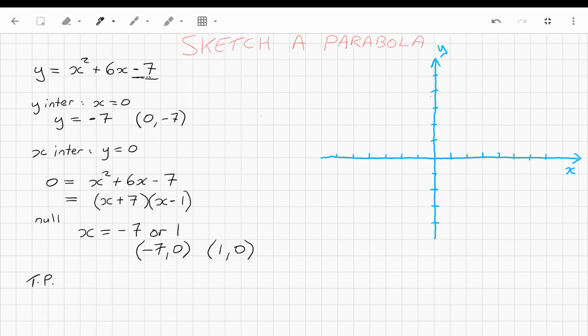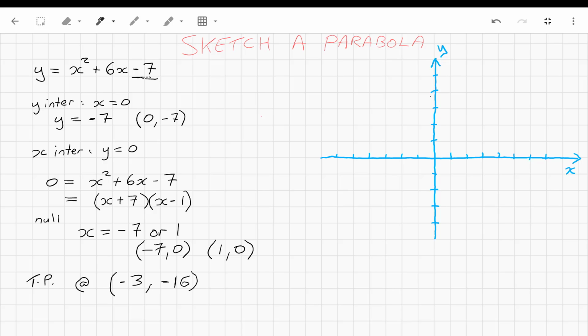To keep this simple here, I'm just going to find the middle, so the axis of symmetry. The distance between -7 and 1 is 8, so -3 is the exact middle of this. So you've got a turning point at -3. Now I need to figure out when x is equal to -3, what is the corresponding y coordinate, so I get that by substituting it back in here. So when x is -3, I have 9 minus 18, -9, -9 minus 7 is -16. So there's my turning point.